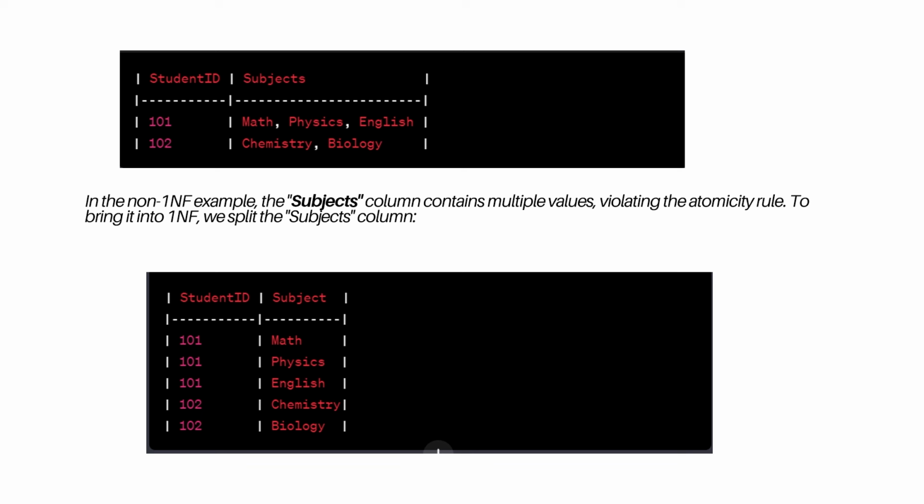So to make it in first normal form, what we will do is we'll divide this. We'll have multiple rows of the student ID with different subjects. Now this is atomic in nature. It means there are no multiple values present in a particular row. So this is in first normal form.